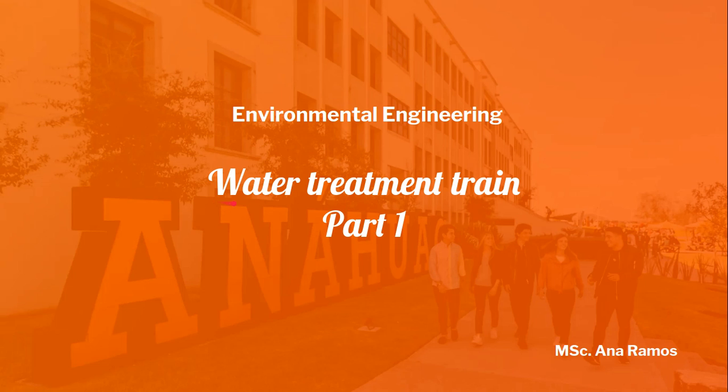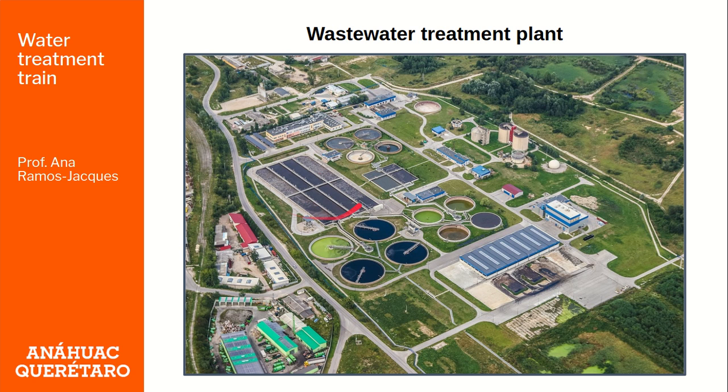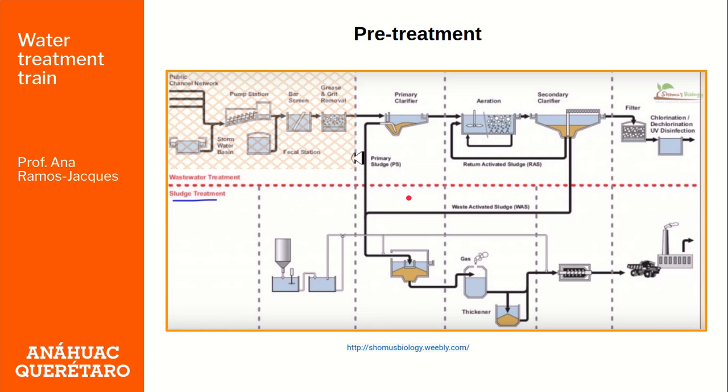We are going to talk about water treatment in parts. We are going to talk about each process involved in this wastewater treatment. You can see here an aerial picture of a wastewater treatment plant, and you can see there are many modules. The disposal of wastewater could be from an industrial plant. It's a difficult and costly problem.